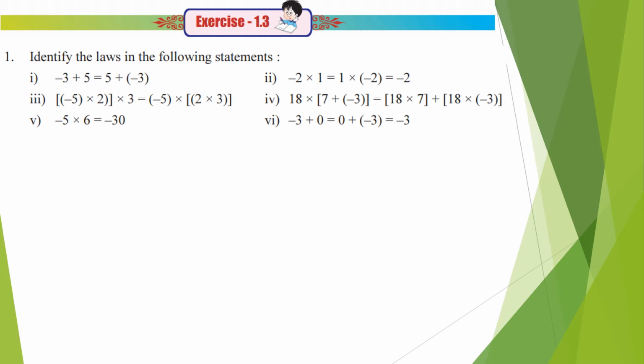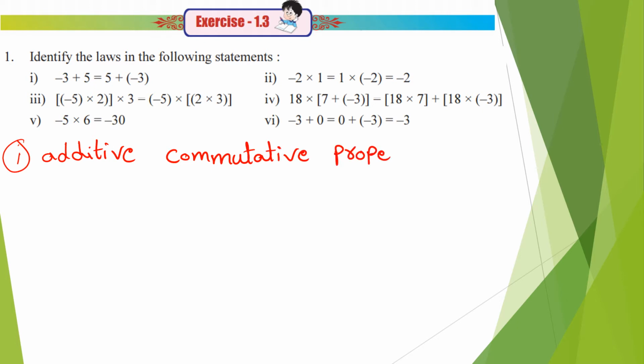Okay, the first one. Minus 3 plus 5 equals 5 plus minus 3. We easily understand that this is the additive commutative law. Additive commutative property, or commutative property under addition. Okay.